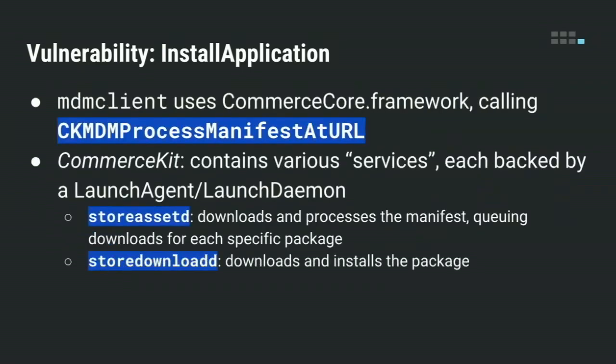Now the way this is implemented, and we're going to go really deep here, MDM client will use the CommerceCore framework. This is part of CommerceKit, which is the private APIs built around the App Store on macOS for other OS services. This framework contains various services. Each are backed by a specific launch agent or daemon, depending on the context, again. storeassetd's job is to download and process manifests. And if they're valid, it will leverage storedownloadd to download and install them. Now, what happens when MDM wants to install a manifest is it uses a private function called CKMDMProcessManifestAtURL.